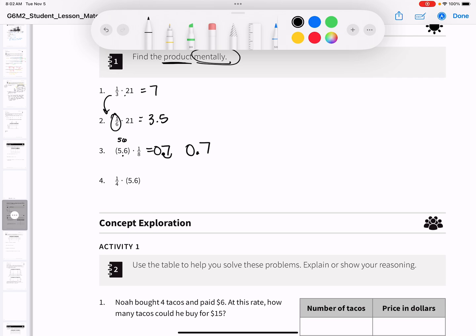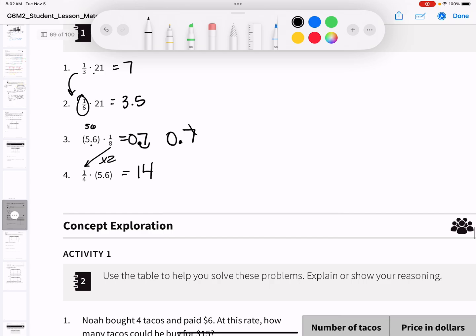Now, again, 1/8 to 1/4, that's 2 times as big, so I know 7 times 2 is 14, and I have 1 behind the decimal, so I'm moving the decimal over 1, so it's 1 4/10.